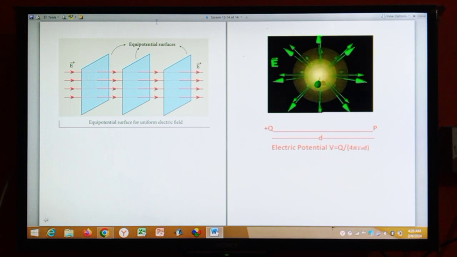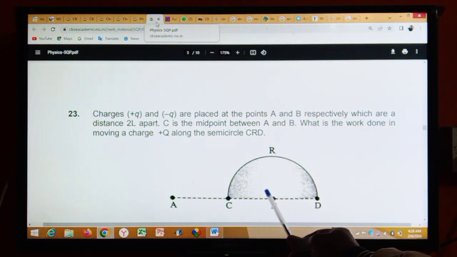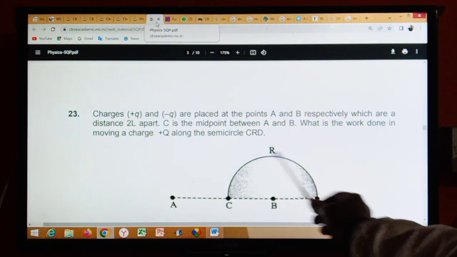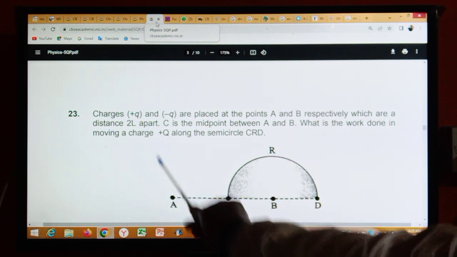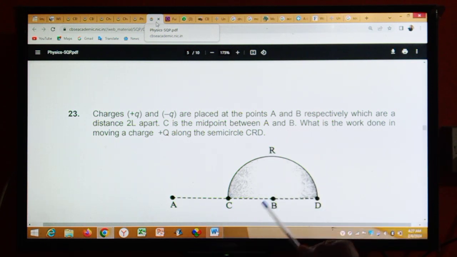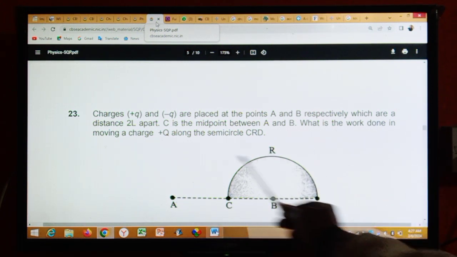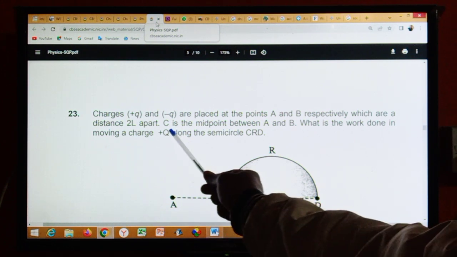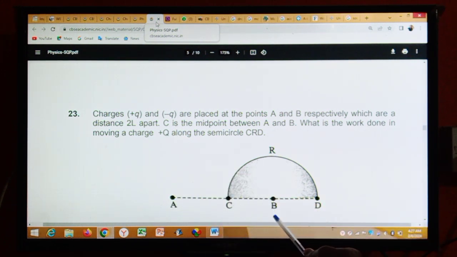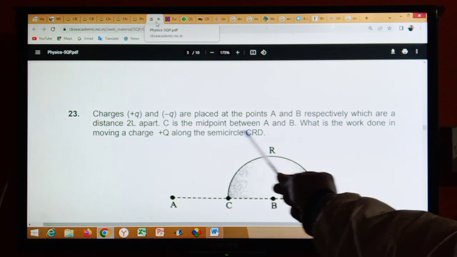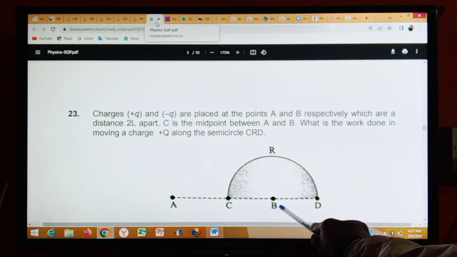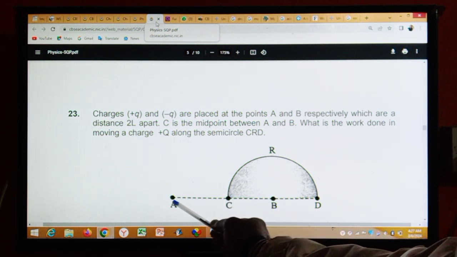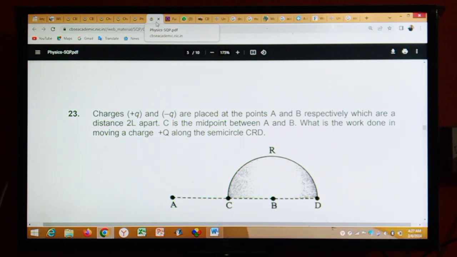Correct. Now let's solve some problem. Here there is a problem in which this is the figure, this is the diagram. Charges plus q and minus q are placed at points A and B respectively, which are 2l distance apart. Means the distance from A to B has been given as 2l. Now C is the midpoint between A and B, so AC must be equal to CB, and that is L. So therefore the distance from A to B is 2l, right? It has been given in the problem.